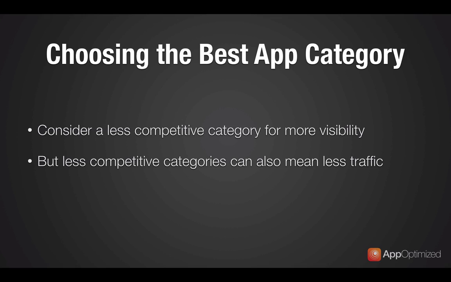So one thing to keep in mind is, if you do plan to publish your app in a less competitive category, it also most likely means that there's less traffic in that category. So it is something you have to weigh the pros and cons of when you're deciding whether you want to publish it in a certain category or not. Because less competitive categories generally mean less traffic. So in the end, you have to decide.